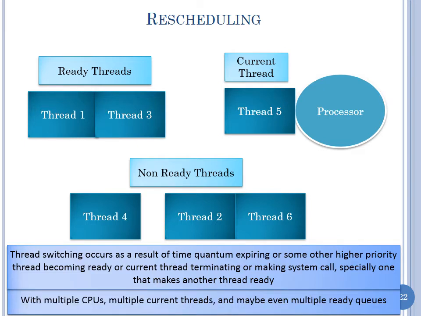And when you have multiple CPUs, there can be multiple current threads and maybe even multiple ready queues. Okay? You can have one ready queue being served by all the processors, or you can have a separate ready queue being served by each processor. Okay?